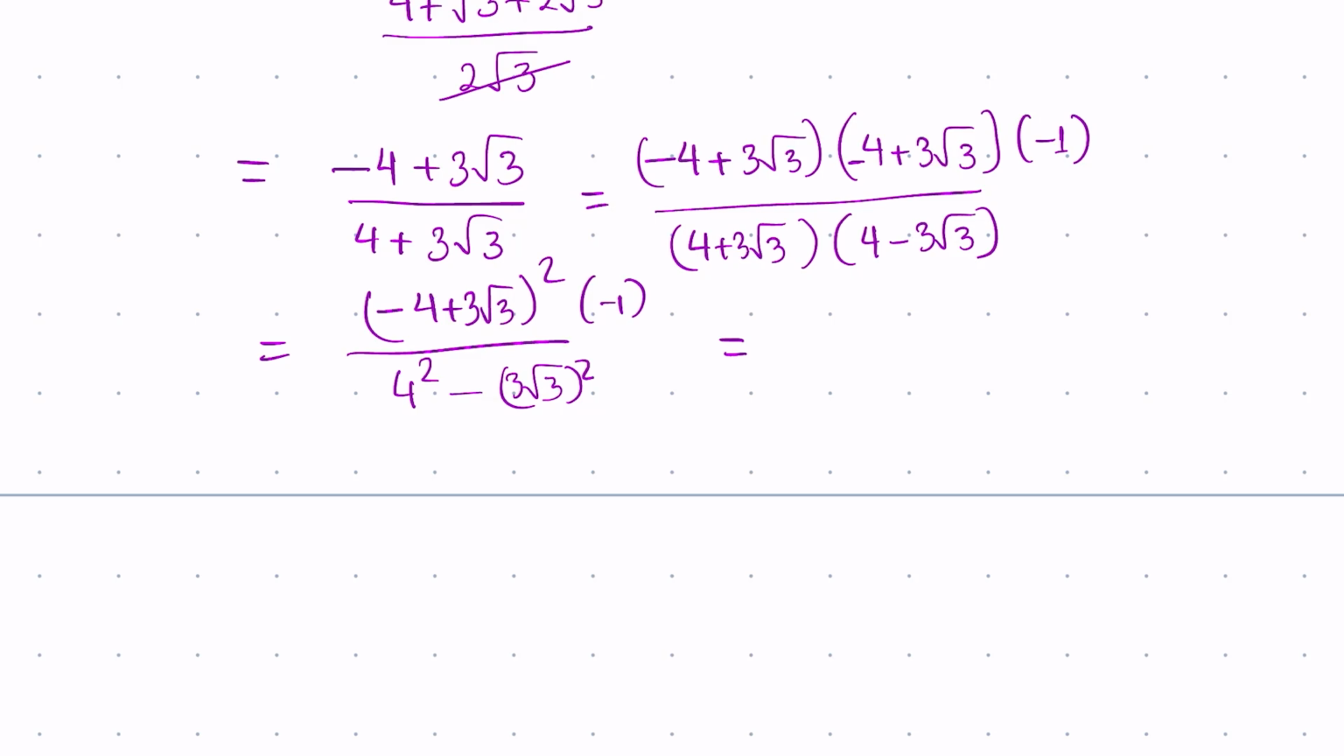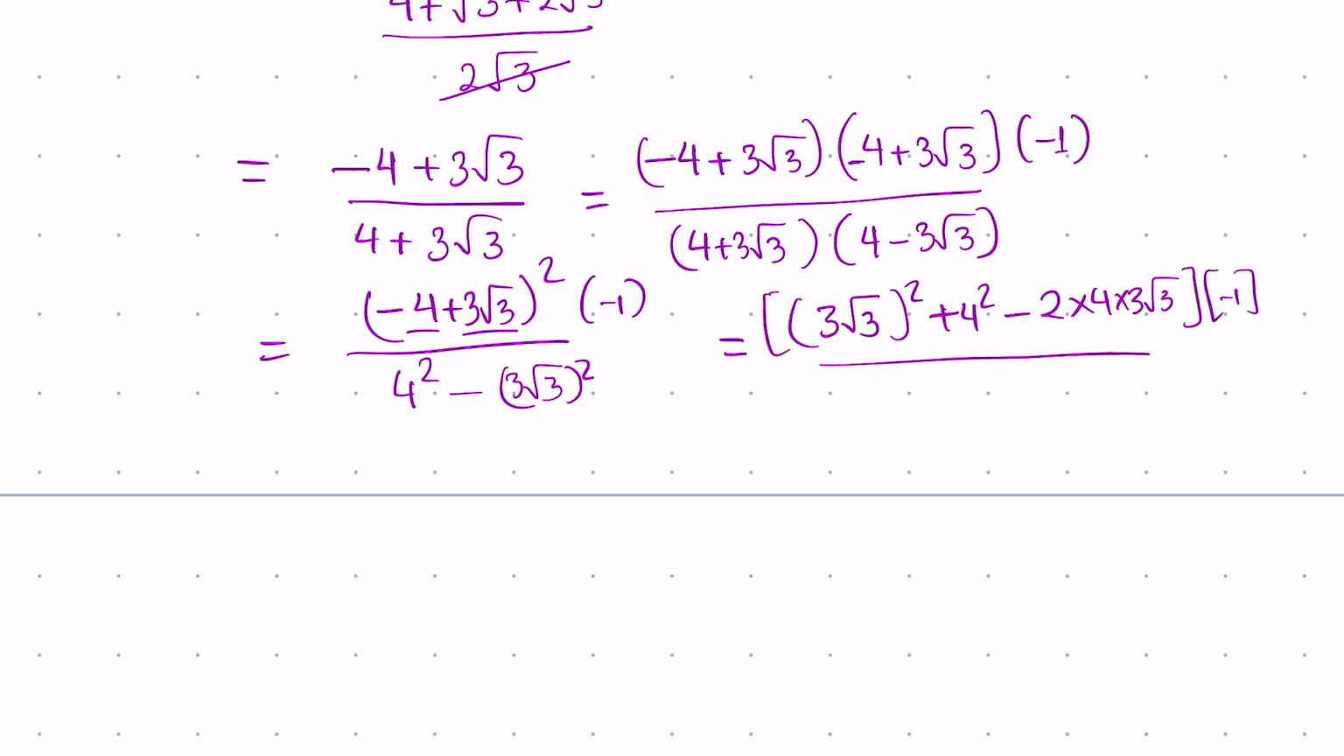You can do the simplification. Just be patient. Plus 4 squared minus 2 times... this is just like (a minus b) whole squared. 2 times 4 times 3 root 3, and I have the minus 1 from the adjustment, divided by 16 minus 27.